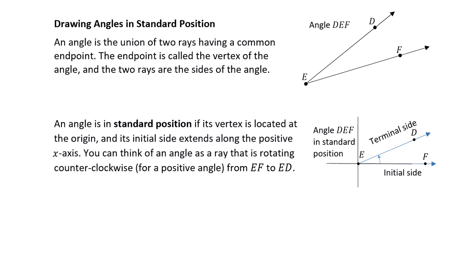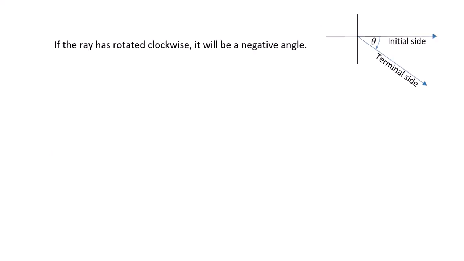An angle is in standard position if its vertex is located at the origin and its initial side extends along the positive x-axis. You can think of an angle as a ray that's rotating counterclockwise for a positive angle from EF to ED. If the ray has rotated clockwise, it will be a negative angle.